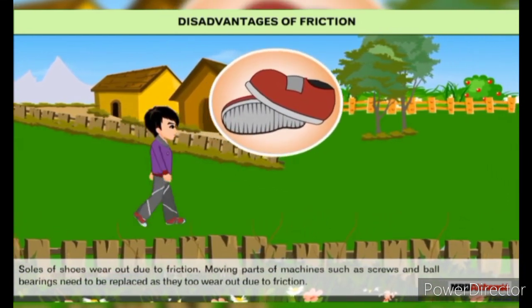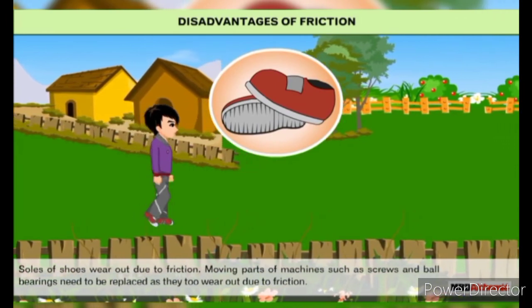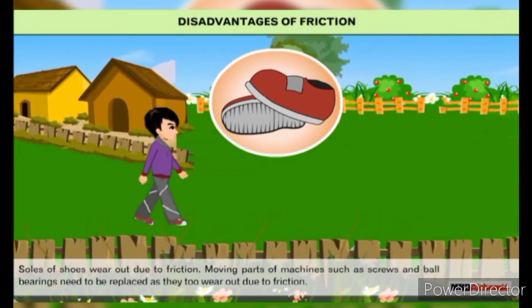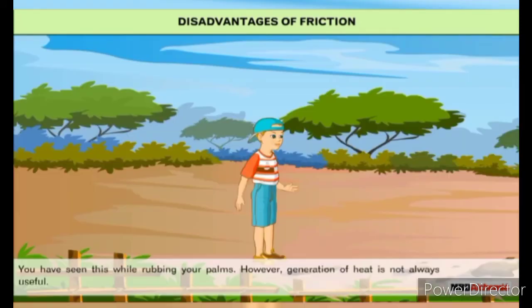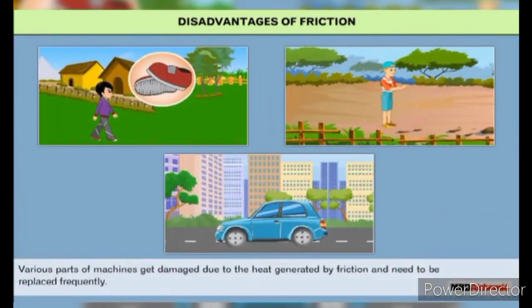Moving parts of machines such as screws and ball bearings need to be replaced as they too wear out due to friction. Friction between surfaces generates heat. You have seen this while rubbing your palms. However, generation of heat is not always useful. Various parts of machines get damaged due to the heat generated by friction and need to be replaced frequently. Lot of energy is wasted when a machine gets heated due to friction. Also, energy is wasted to overcome the force of friction while moving an object.